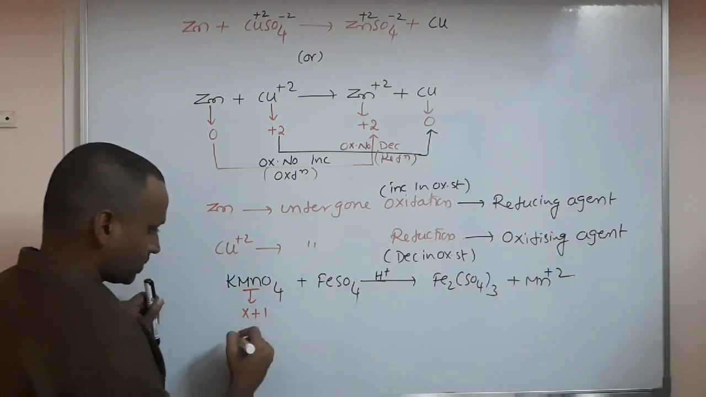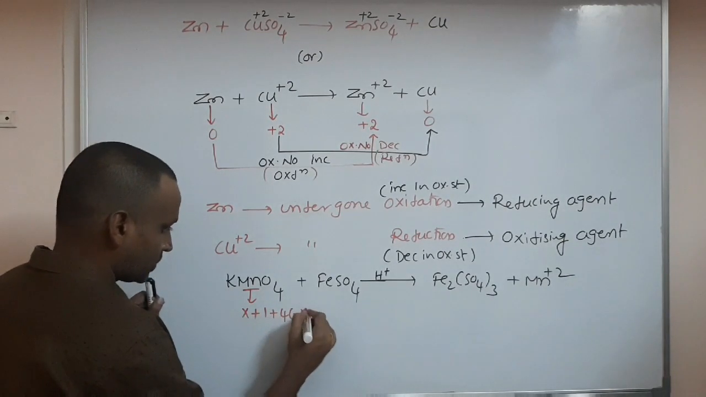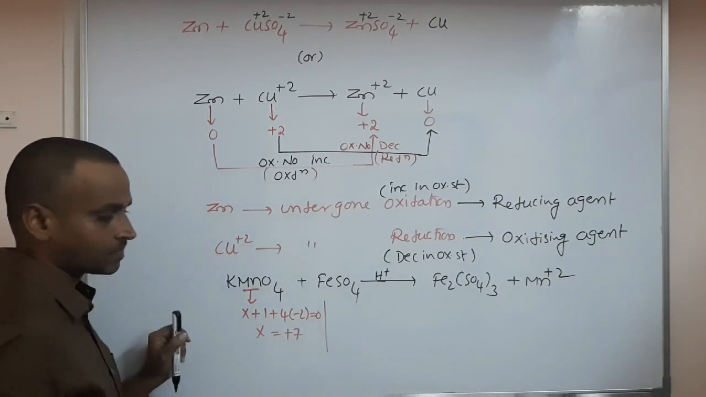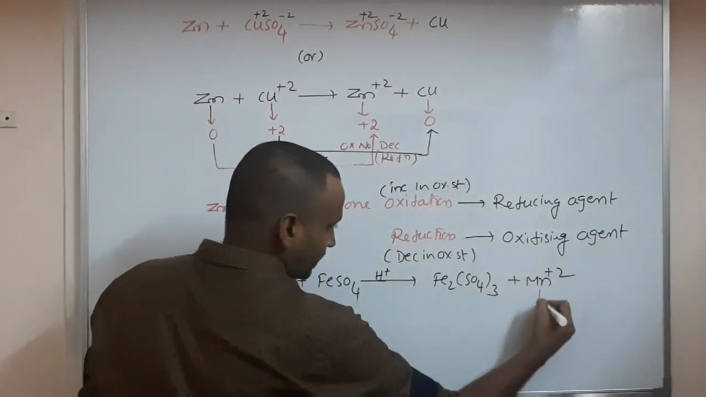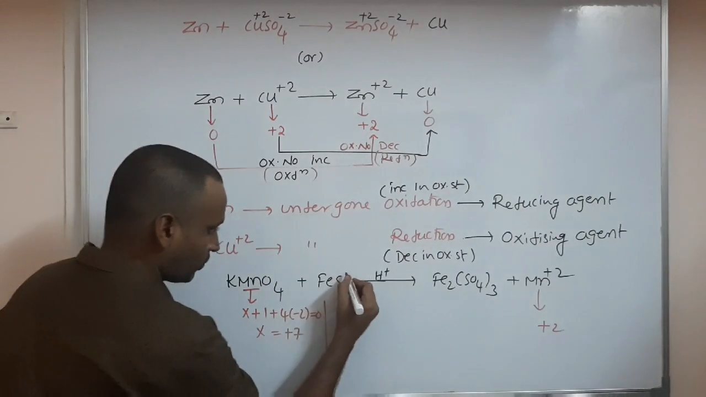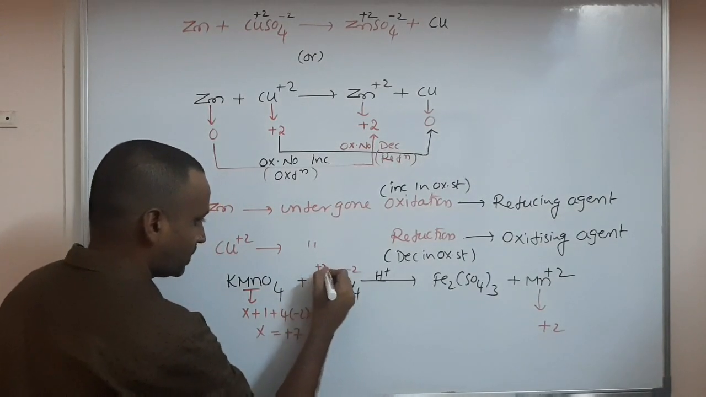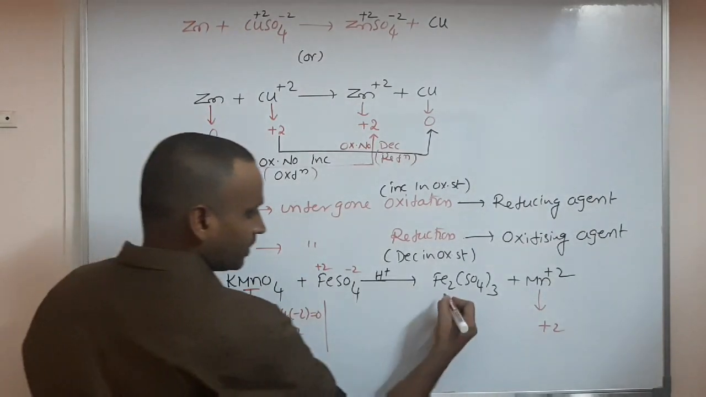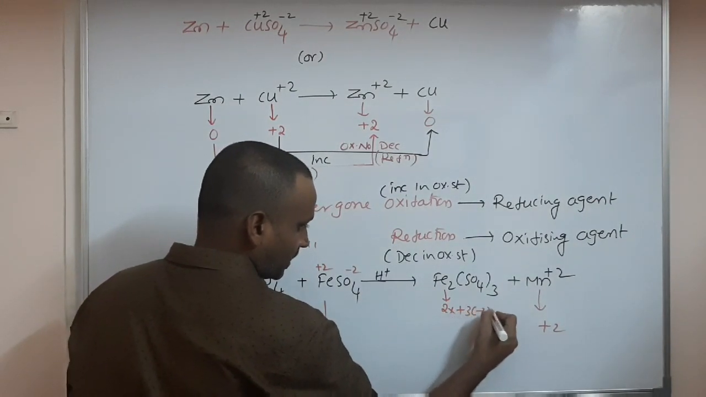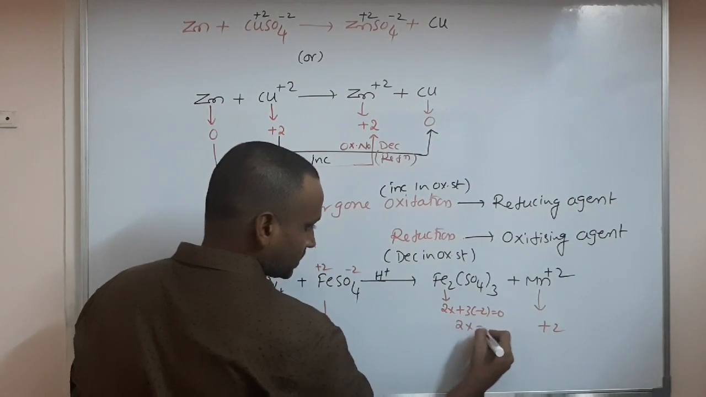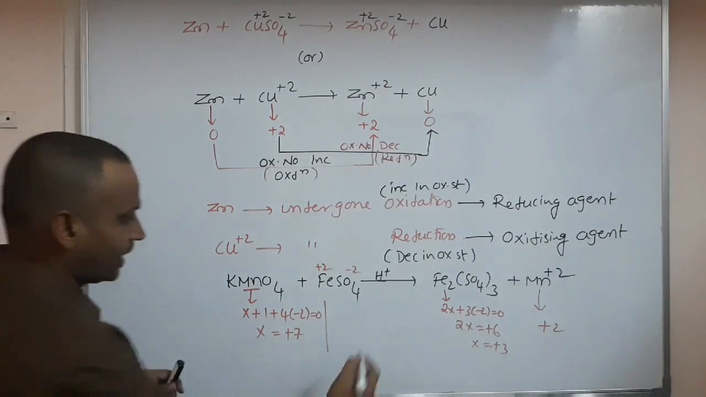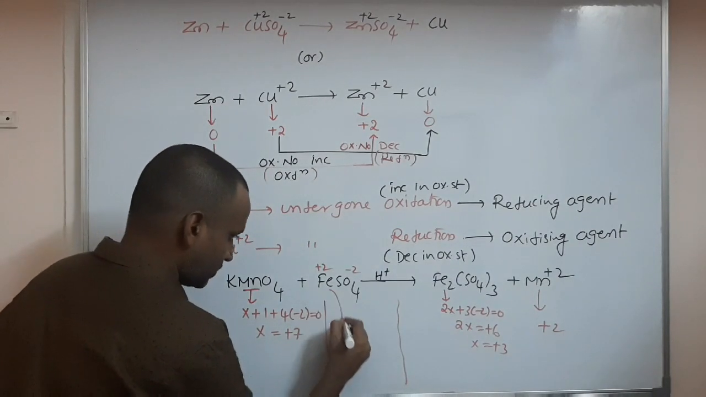X plus potassium, which is plus 1, plus 4 into minus 2 is equal to 0. That means X equals plus 7. And here manganese is plus 2. Got it? FeSO4, sulfate is minus 2, therefore Fe is plus 2. Here iron will get plus 3. You can check: 2x plus 3 into minus 2 is equal to 0, 2x equals plus 6, then x equals plus 3. So very clear what happened. Here iron is plus 2.